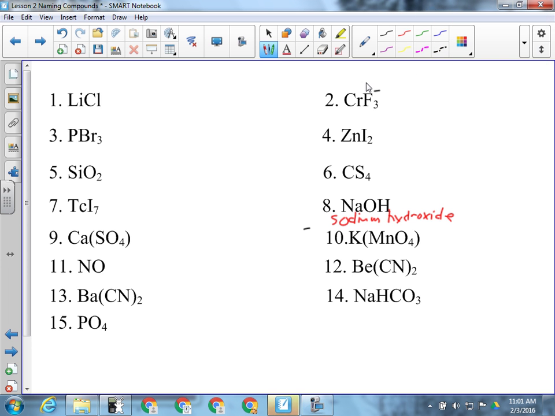So, fluorine is always a -1. Since there's 3 of them, that's 3 negative charges. So chromium has to be a +3, right? To balance off the 3 negatives, it's got to be a +3. All right. Chromium(III) fluoride.